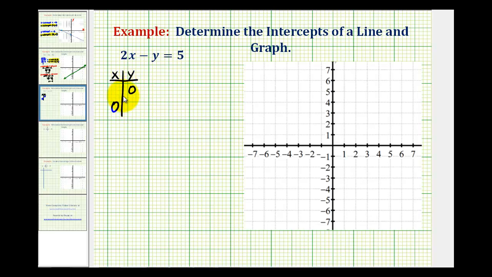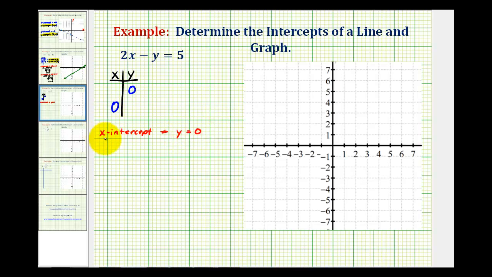And hopefully this makes sense because if we take a look at the x-axis, every y-coordinate along the x-axis is equal to 0. And that's why to determine the x-intercept, we set y equal to 0. And then notice every point along the y-axis, the x-coordinate is equal to 0. So to determine the y-intercept, we set x equal to 0 and solve for y. Let's go ahead and do that below.